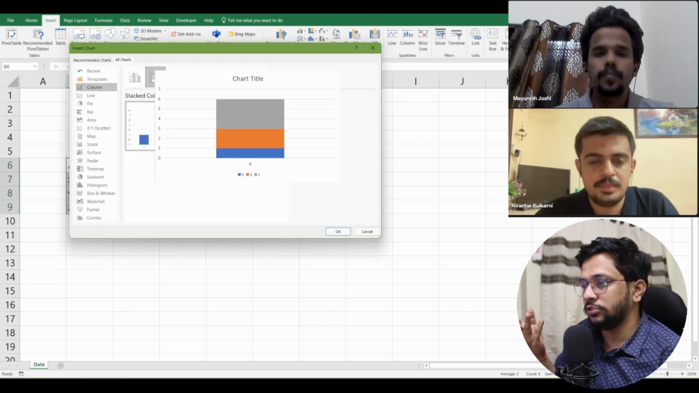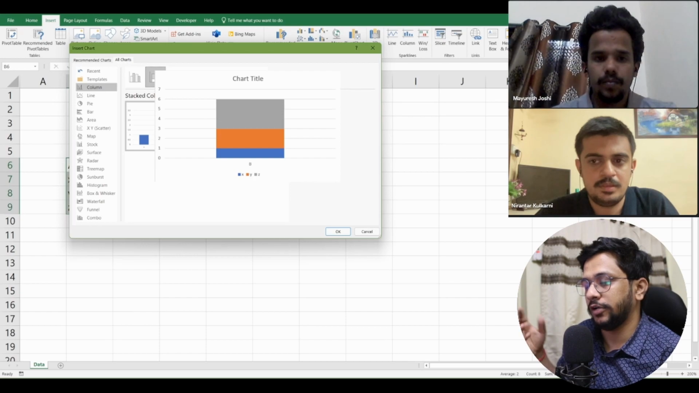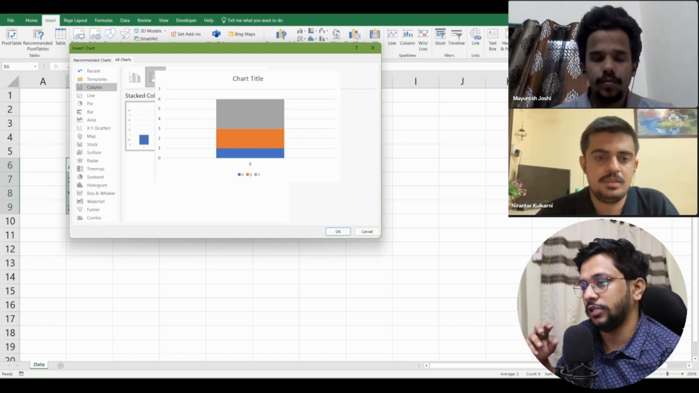So when do you use the stacked bar chart? Why would someone use a stacked bar chart? Do you have any idea?